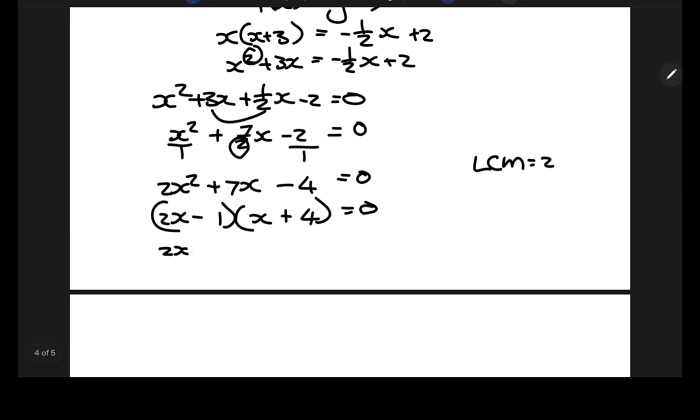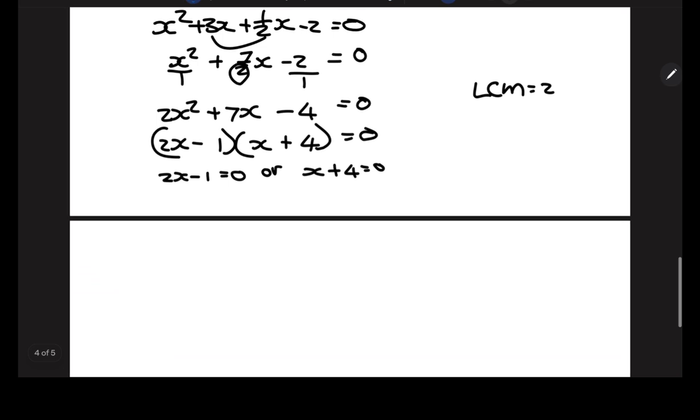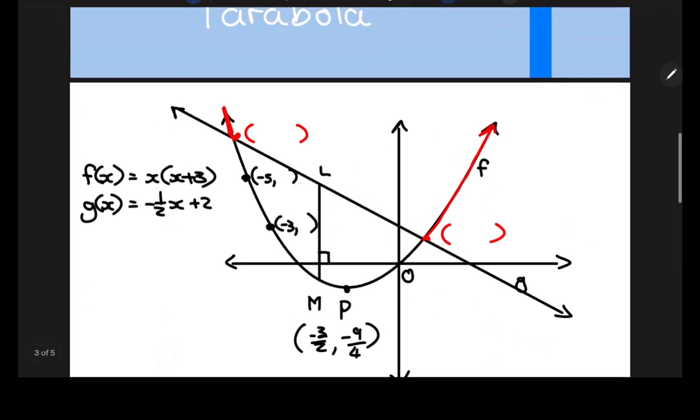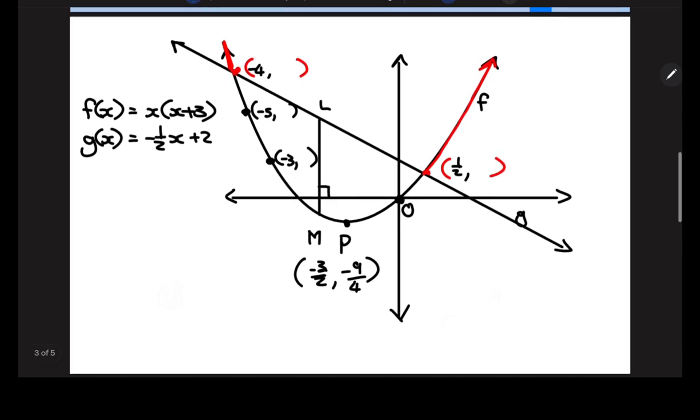And so I know that 2x minus 1 equals 0, and x plus 4 equals 0. Remember to write or. So x is a half, or x is negative 4. Now I just need to go and put it into my graph. Obviously the negative 4 would be on this side, and the half would be on this side, purely because of the 0 on that side. So I don't need my y-intercepts at the moment. They don't ask for it.